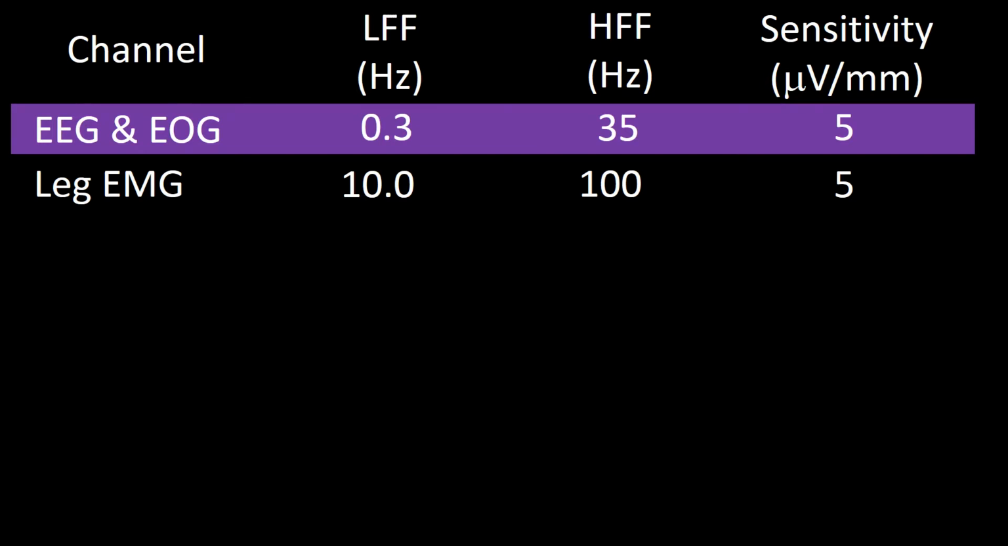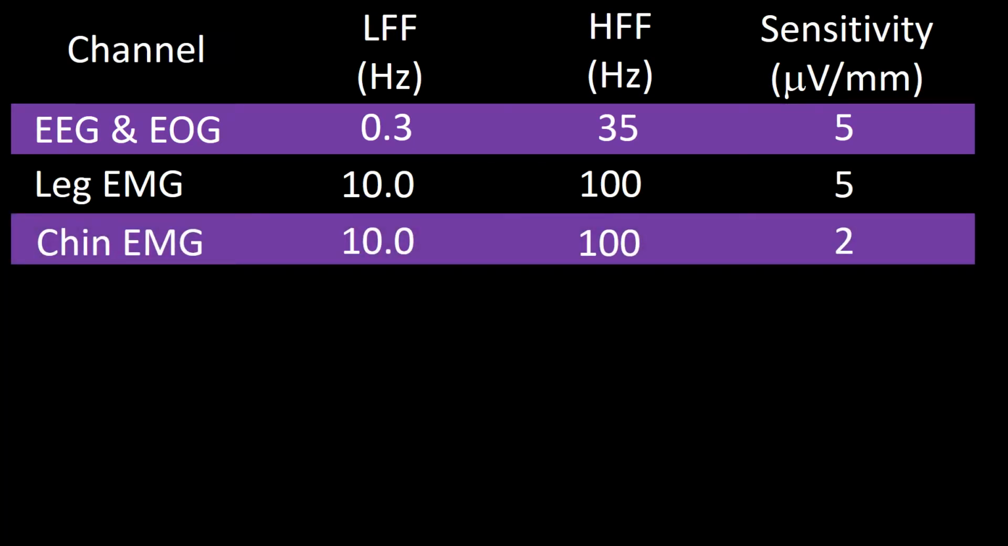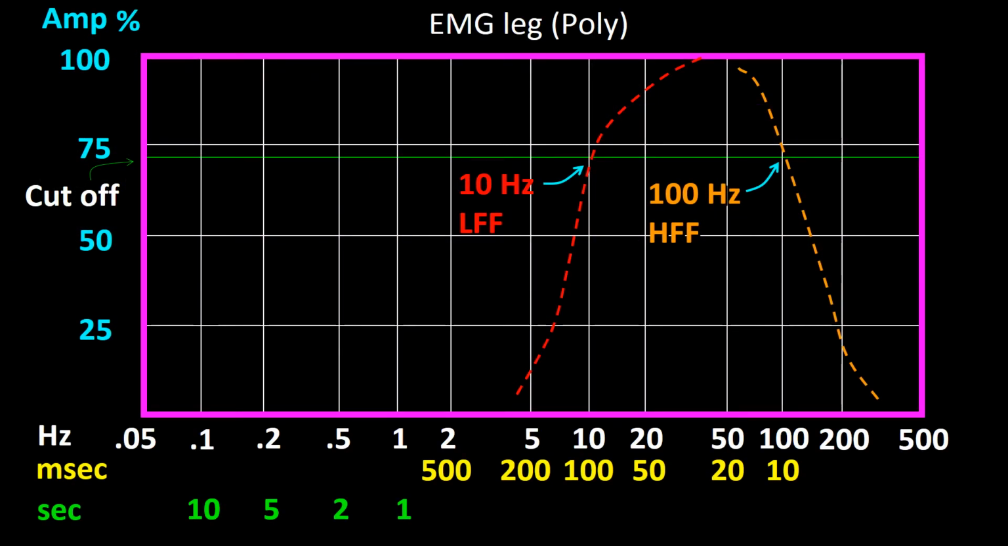Leg EMG low frequency filter is set at 10, high frequency filter at 100 Hz, and sensitivity at 5 microvolts per millimeter. For chin EMG, the settings are the same, except that the sensitivity is lower. Instead of being 5, as it is for the leg EMG, it is 2 microvolts per millimeter. Such filter arrangement for the leg and for the chin aims at stabilizing the baseline and recording fast muscle action potentials.